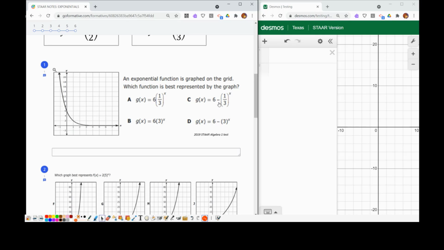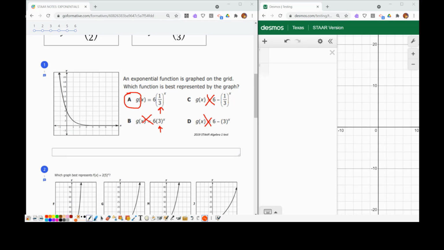First of all, I noticed that these have a minus, and remember, an exponential function is a number multiplied by another number inside a parenthesis raised to the x. So right there, I know that it's not going to be letter C, no letter D. It's going to be either letter A or B. Now, because my graph is decreasing, I know that the number inside the parentheses, or the rate, has to be less than 1. And 3 is not less than 1, and 1/3 is 0.333, so that's my answer right there.